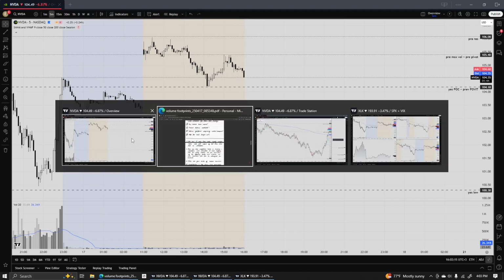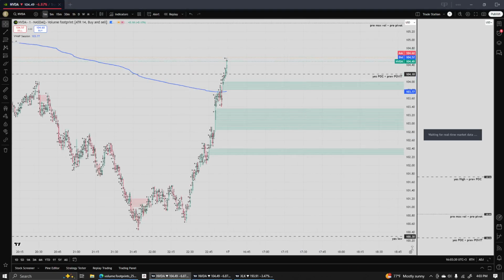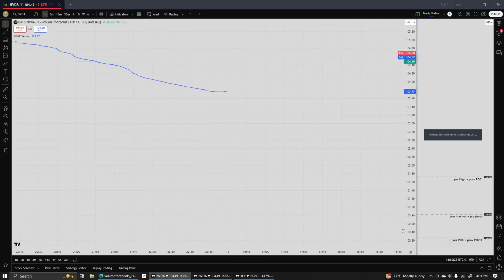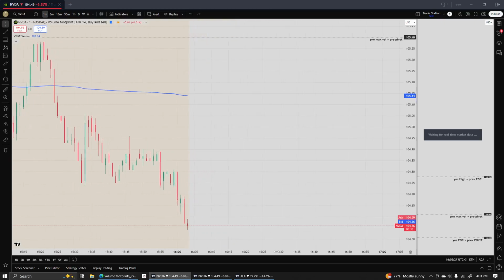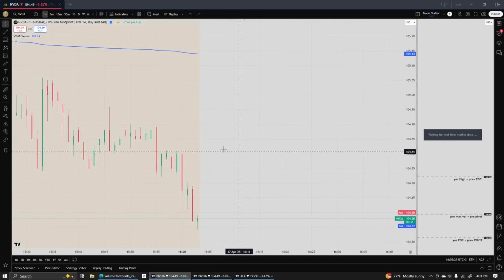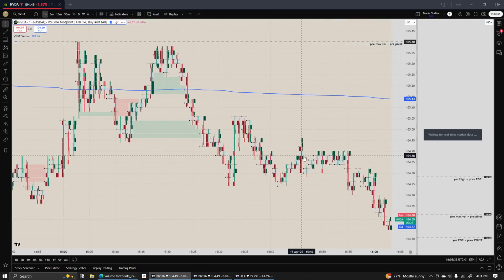The rest of the volume footprint that we watch is going to be based off of these levels. Wait, isn't this the volume footprint? Yeah, okay. It was showing up like candles. I got scared. Sorry.